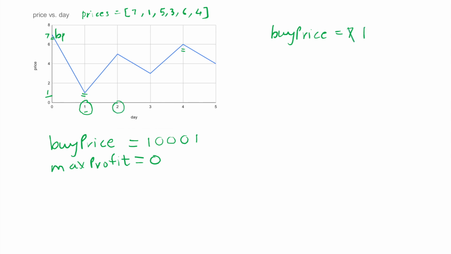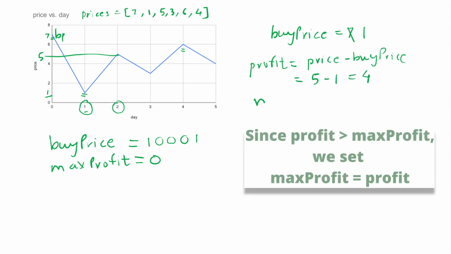On day 2, the price of stock went up to 5 and is higher than our buy price, which means that we can sell it for a profit. So instead of buying, we will calculate the possible profit. So we can say possible profit equal to the current price of stock minus the buy price. We will set max profit to this profit value. So we get max profit equal to 4.